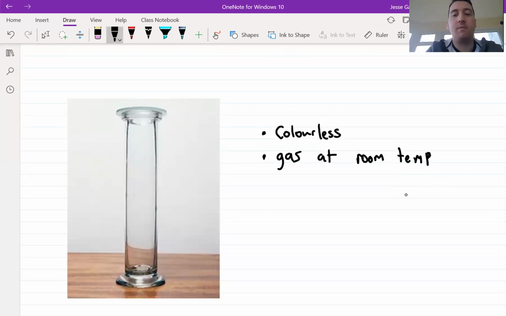If it's a gas at room temp, that tells me it has a low MP, which stands for melting point, and a low BP, which stands for boiling point. It has to, because it's already a gas and it's only at room temperature, which is not that high of a temperature. So it's already turned into a gas.